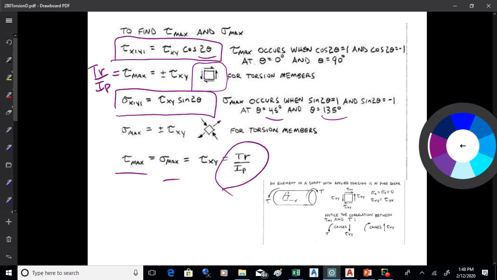The maximum shear stress occurs on the 0s and 90s. So right there, like so. The maximum normal stress occurs on the 45 degree planes, maybe something like that. Now, which direction these point on those planes would depend on how the torsion's applied, which direction it's applied, but those would be the basic planes where those maximums occur.